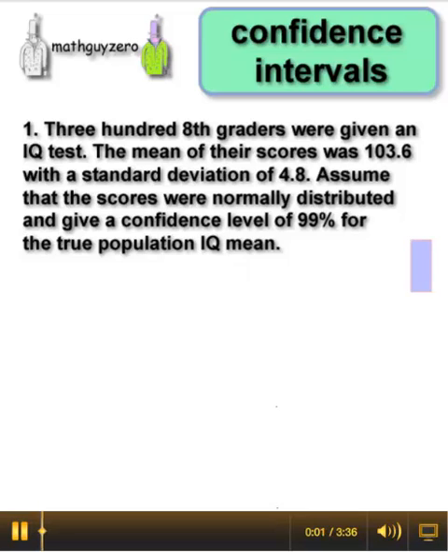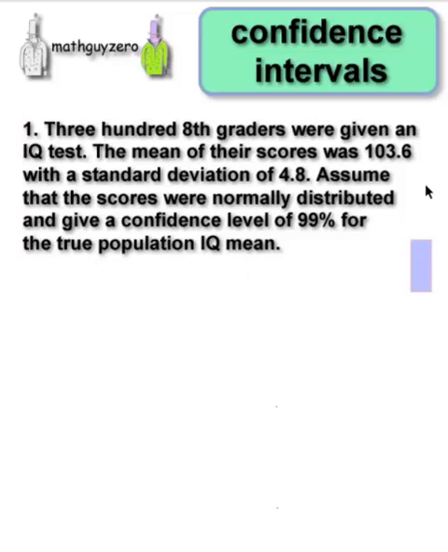We're going to go ahead and find a confidence interval for this problem. Let's see what the important data is. Mean score was 103.6. 300 is the sample size. 99% is the confidence level, and the standard deviation is 4.8. Okay, with that data, let us build a confidence interval.